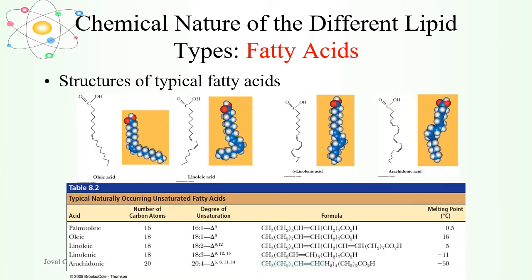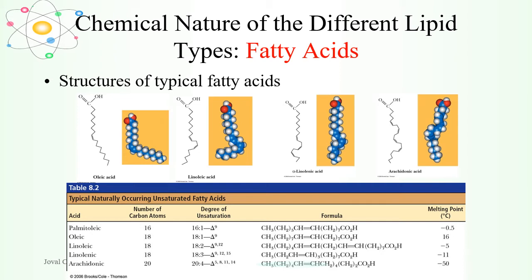Now, what about unsaturated fatty acids? We have shown on the left oleic acid, which has 18 carbon atoms and one unsaturation. Linoleic acid has two unsaturations, linolenic acid has three, and arachidonic acid has four. Notice something peculiar about these unsaturations. They're not conjugated.